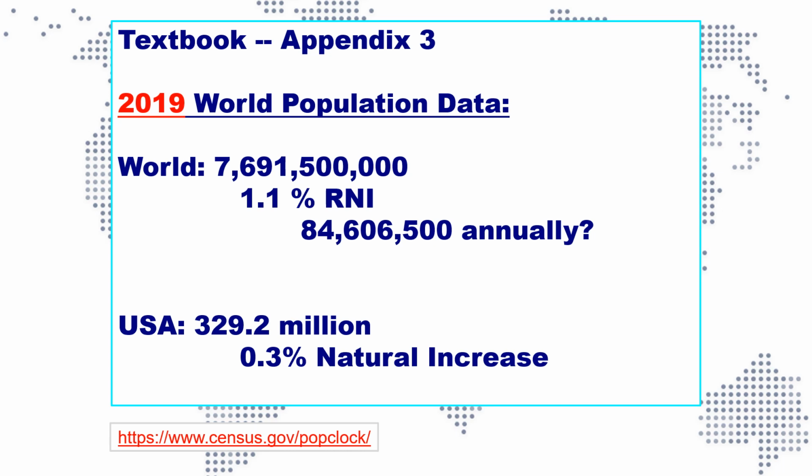All right, you take a look at the world population. That's 7,691,500,000 is what's in the table. It's actually grown a little bit from that number by 2022. If you look at the U.S. Census website, we're creeping closer to 8 billion now. And the rate of natural increase, that's what RNI is, 1.1%. Well, that doesn't seem like very much.